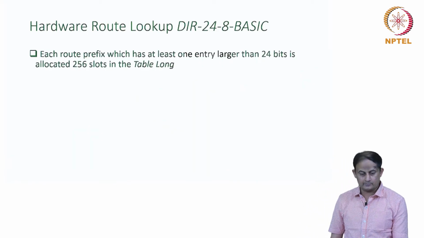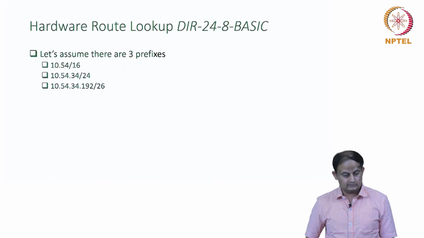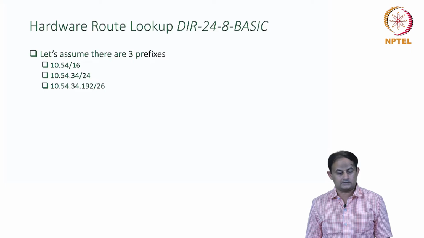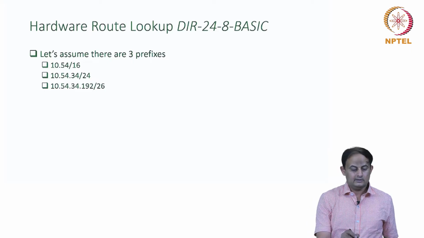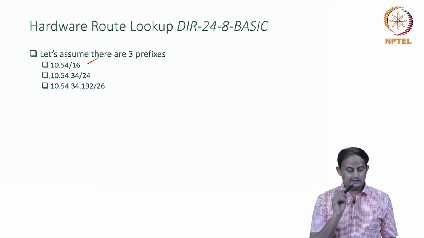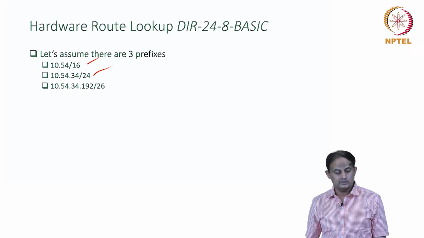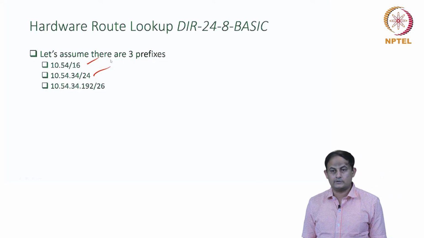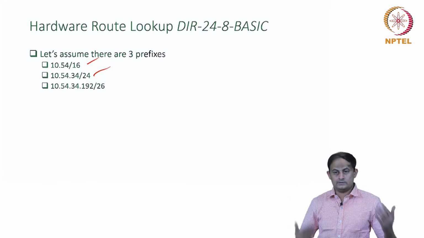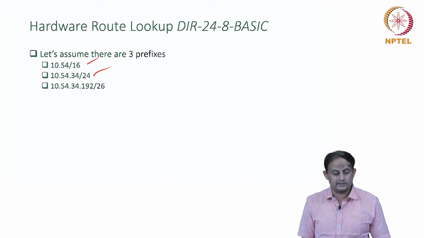So, let us take an example of how this will look. Let us assume these are the 3 prefixes that I got. One prefix is a /16, a 16 bit prefix 10.54. Then 10.54.34, this is a /24 prefix. And then the third one I have got is a 26 bit prefix, because this is a CIDR entry. Now, how are table 1 and table 2 structured, what kind of entries do I get for these cases in the table?